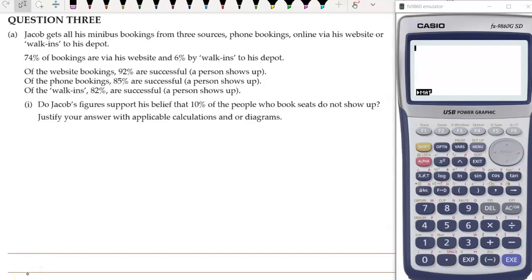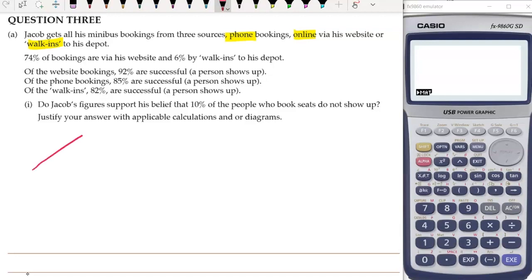Question 3, we're looking at the sources of bookings, so over the phone, online, or via his website, or walk-ins to the depot. So we've got 3 types: phone, online, walk-in. 74% of the bookings are by the website, 6% are walk-ins. And then we've got the chance of them showing up. We want to work out, do Jacob's figures support his belief that 10% of the people who book seats don't show up? So we want to work out what's the chance of them not showing up.